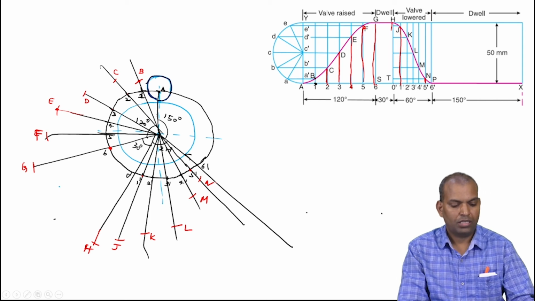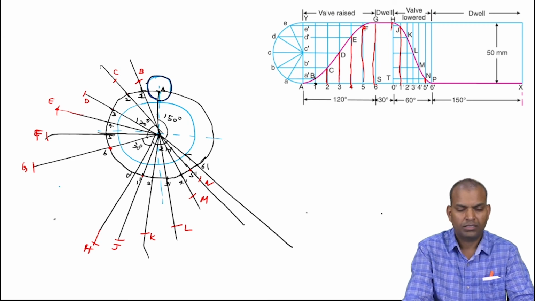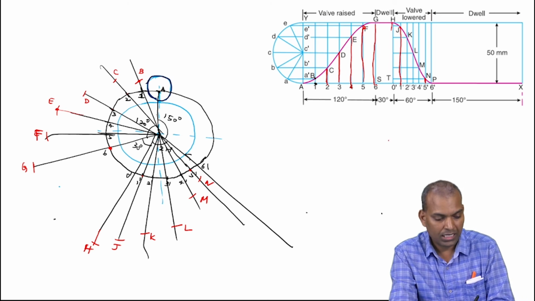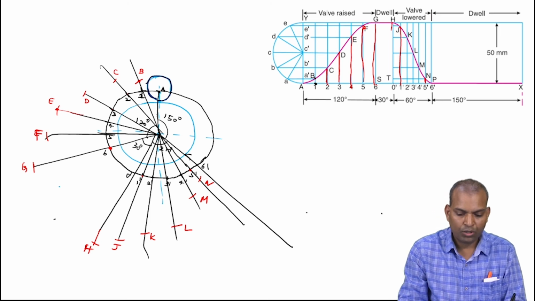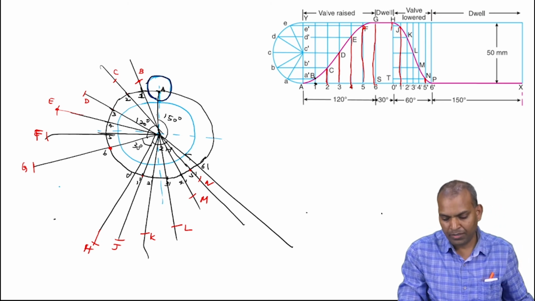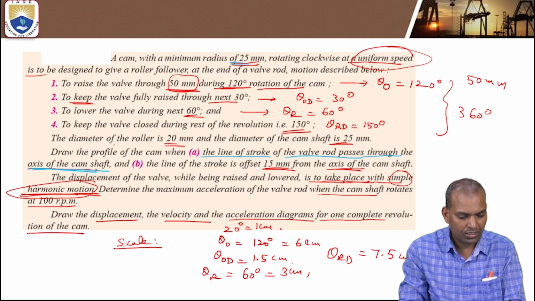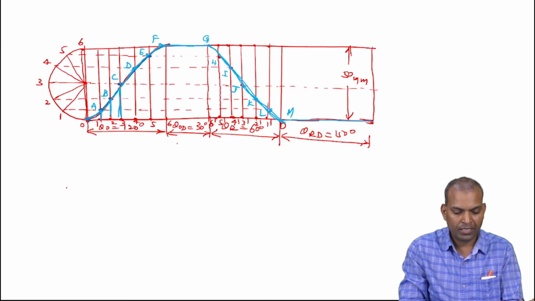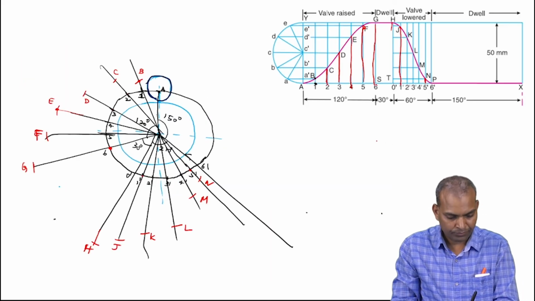So this A, B, C, D, E, F, G, H, J, K, L, M, N all are centers of roller. So you draw the centers of roller, that means you have to draw a roller there. What is the roller diameter? The diameter of the roller is 20 millimeters. That means take 10 millimeters radius.